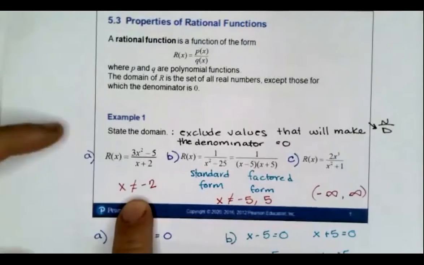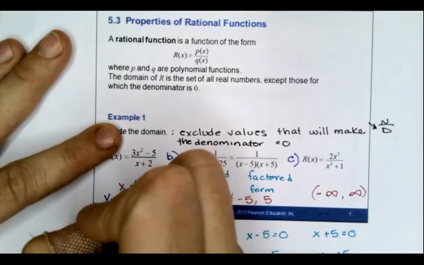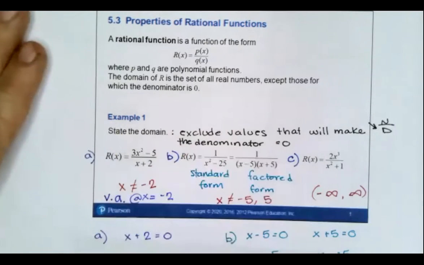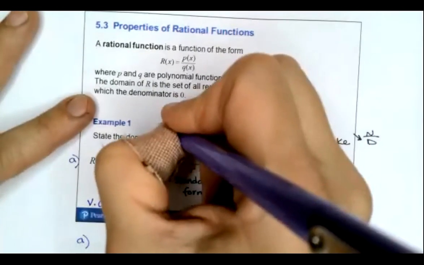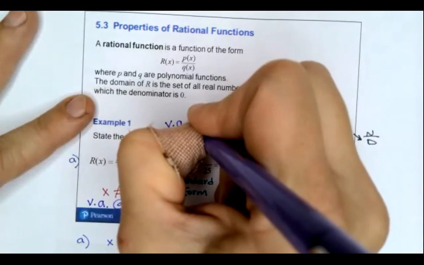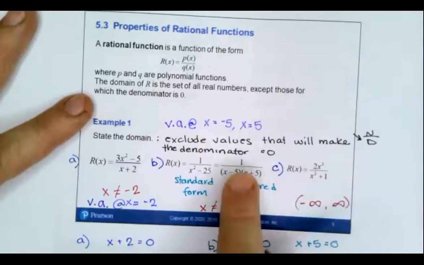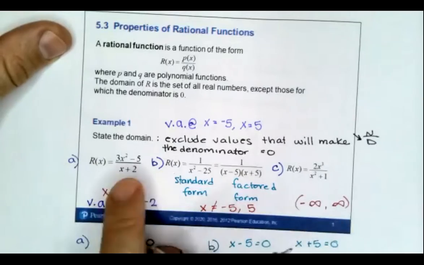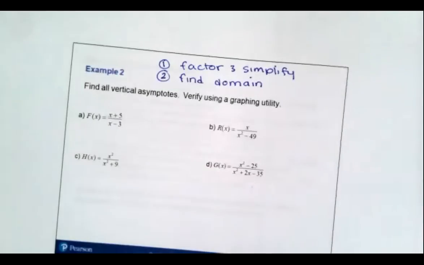Right here, right? So if x cannot be -2, then we have a vertical asymptote at x equals -2. That's what we're doing here, okay? B, we said x can't be -5 and 5, so that means we have a vertical asymptote at x equals -5 and x equals +5. Good. C, no vertical asymptotes. So that's why we practice finding the domain, because anything you're excluding from the domain is going to be an asymptote in this case after you have simplified it.